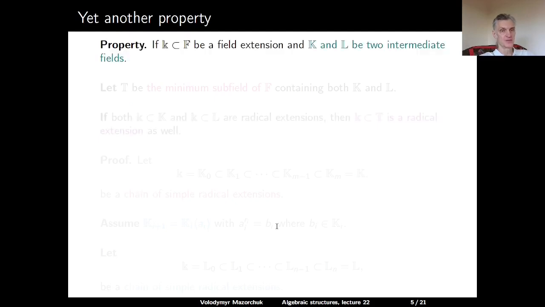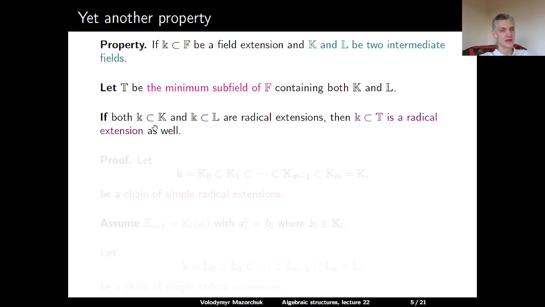Here's another property. Let k inside F be a field extension, and let capital K and capital L be two intermediate fields. Let T be the minimum subfield of F, which contains both capital K and capital L. If both little k inside capital K and little k inside L are radical extensions, then little k inside T is a radical extension as well.